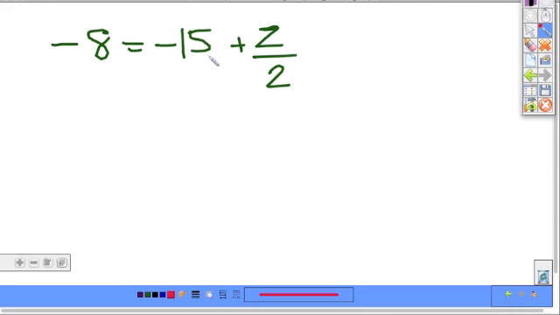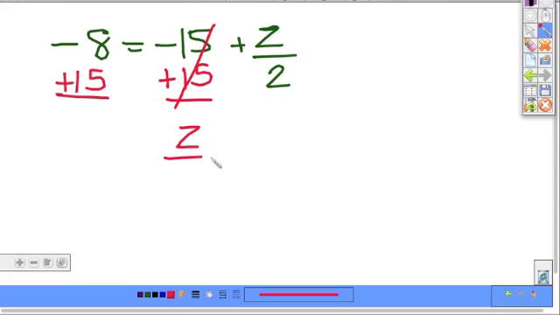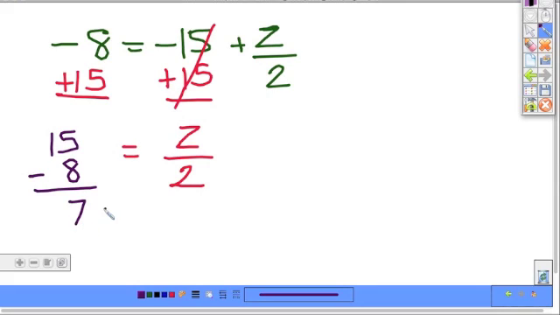So I need to get rid of this 15. What's the opposite of -15? +15. Okay? What you do to one side, you do to the other side. So I'm going to add 15 over here as well. These 15's cancel, and the z over 2 stays. Now I need to solve this over here. Well, -8 plus 15. Well, let's flip that around so it looks a little bit easier. See, I still have the -8 and I still have the +15. So I'm asking myself, 15 take away 8 is going to give me 7. 7 equals z over 2.